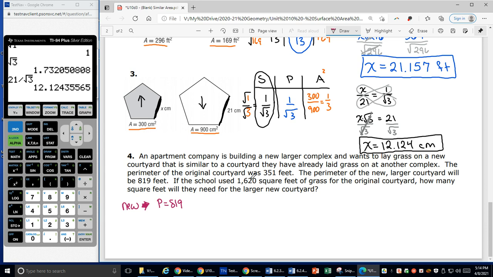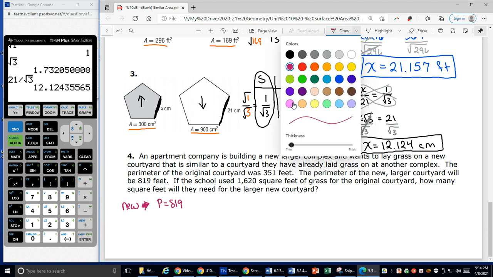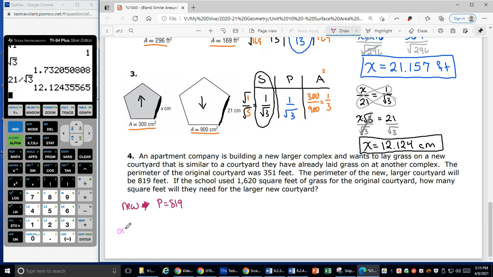The school used 1620 square feet of grass for the original courtyard. So my new, and then I've got original. I'm going to do original in pink. Or you can call it old. Original sounds nicer than old. Do I know my original perimeter? The perimeter of the original courtyard was 351 feet, so much smaller, right? 351 feet.